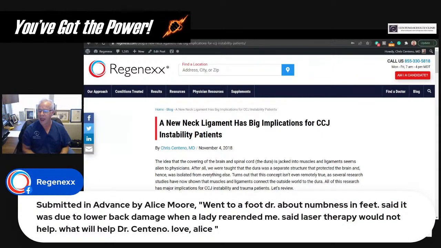So submitted in advance by Alice: went to a foot doctor about numbness in feet. Said it was due to lower back damage when a lady rear-ended me. Said laser therapy would not help.